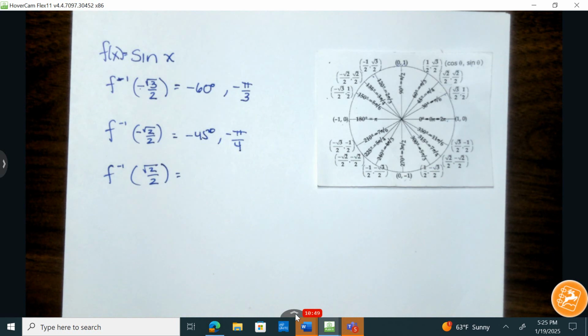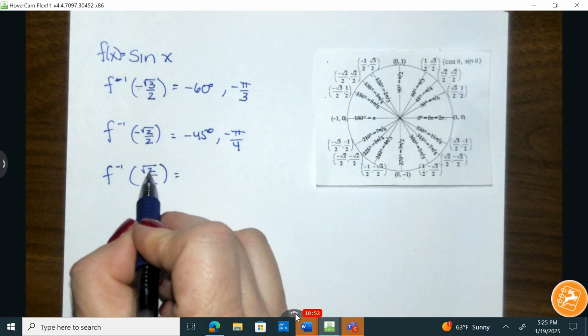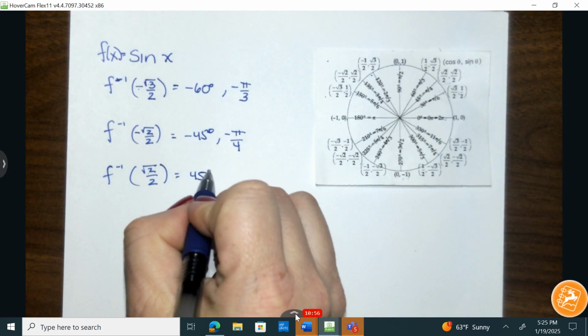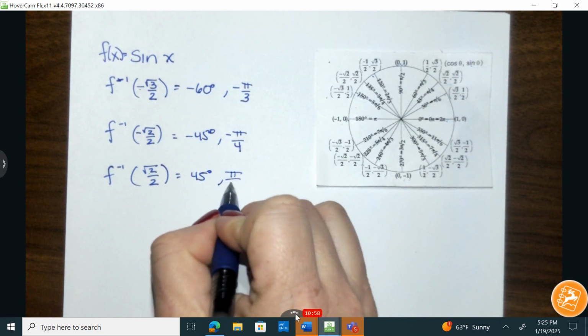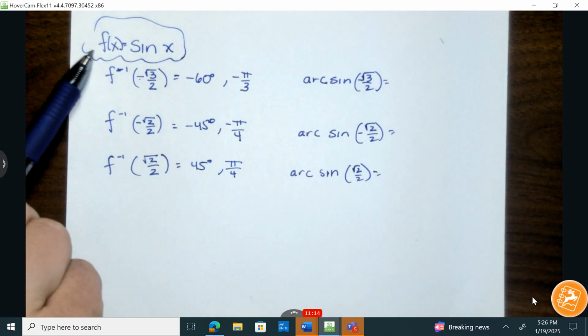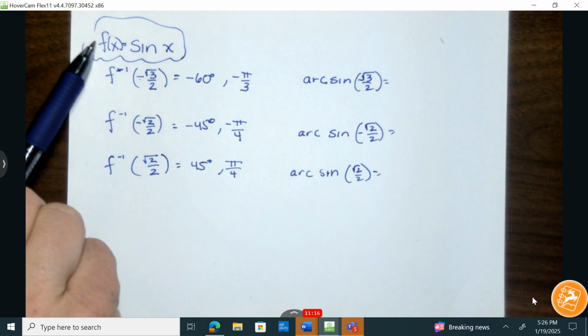Let's do the next one. Where can I find radical 2 over 2? It's right up here. It can be written as positive 45 degrees, positive pi over 4.